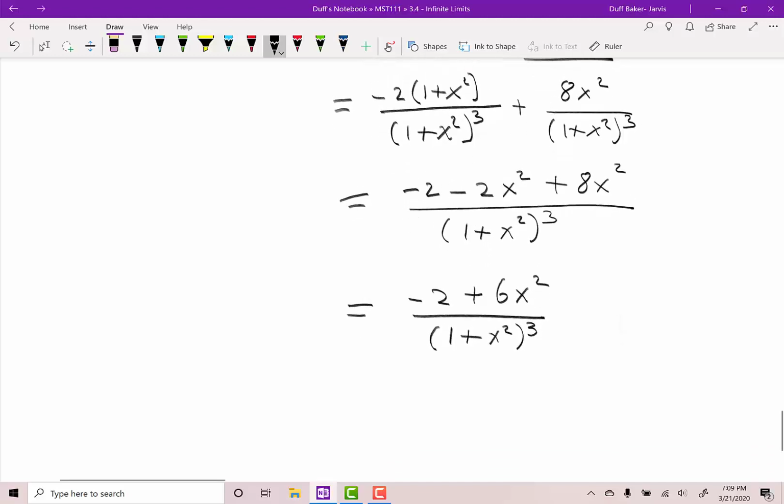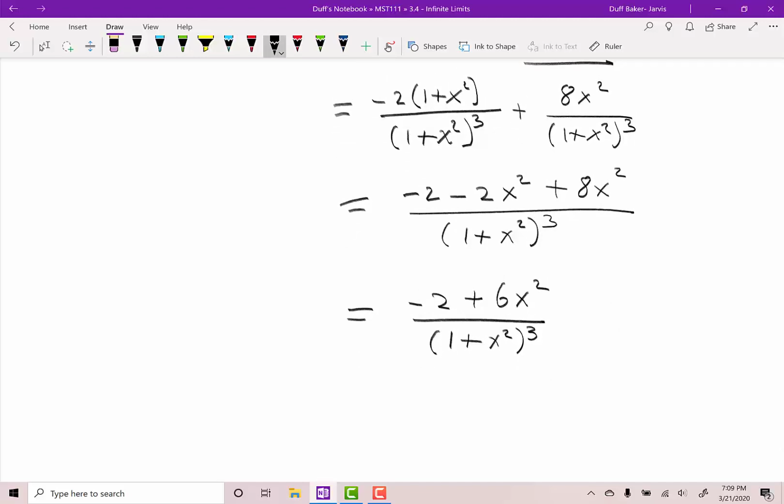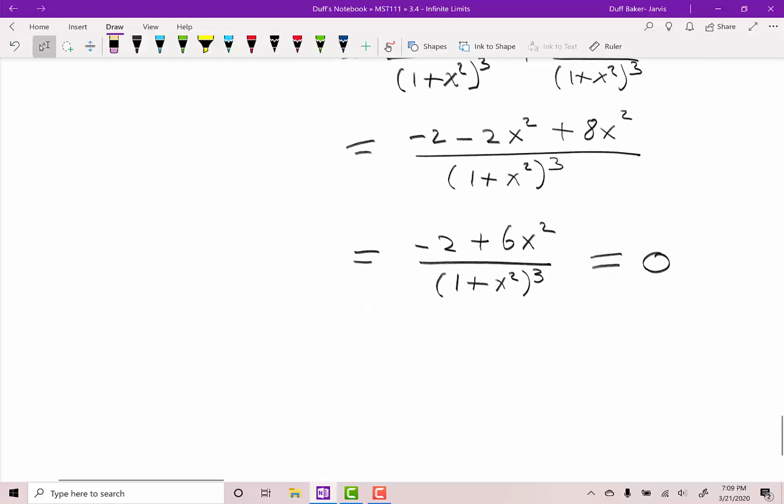And then we do the same thing we did before. We see where the places are where this is 0 or undefined. The denominator is never 0, so we don't have to worry about that. So the only thing we have to worry about is when this is equal to 0. The only way that can happen is if the numerator is 0, so we can jump directly to this.